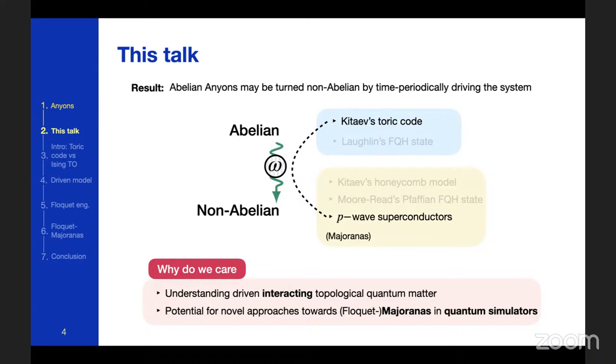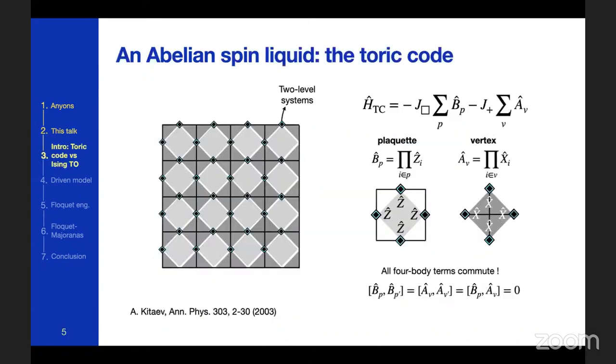A lot is known about what happens in even non-interactive topological systems, like anomalous topological insulators and these interesting things, whereas that's much less known for interactive topological systems. The other point, of course, is that this might point towards a different way to try to reach Majorana zero modes in quantum simulators.